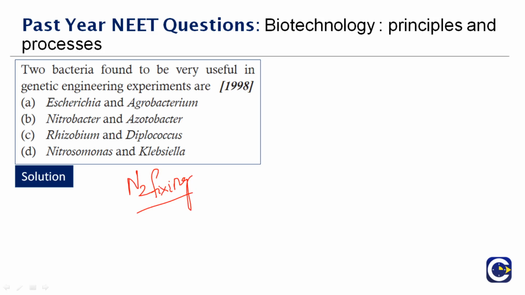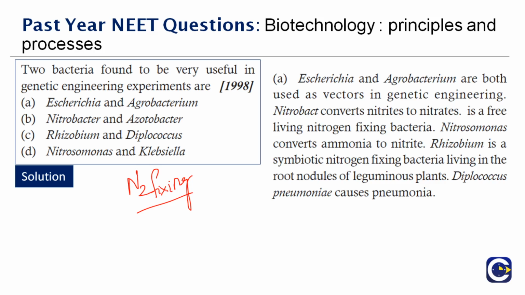Rhizobium and Diplococcus also help in the same activity. They are symbiotic nitrogen fixing bacteria. And Nitrosomonas and Klebsiella are actually pathogenic bacteria, so they are also not used. Therefore, the correct answer to this question is option A.